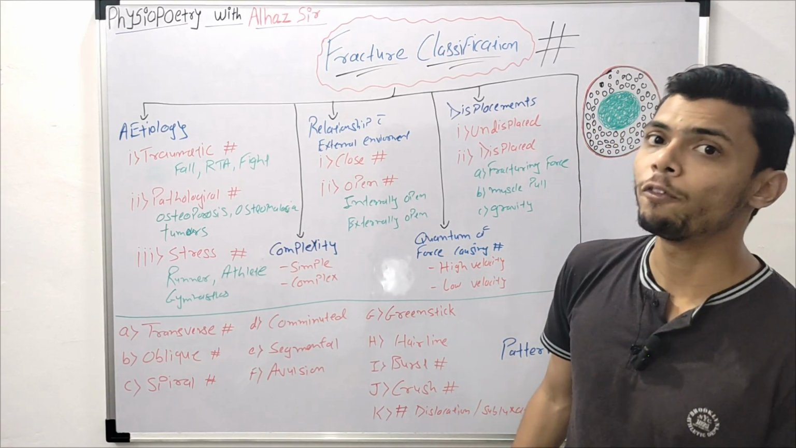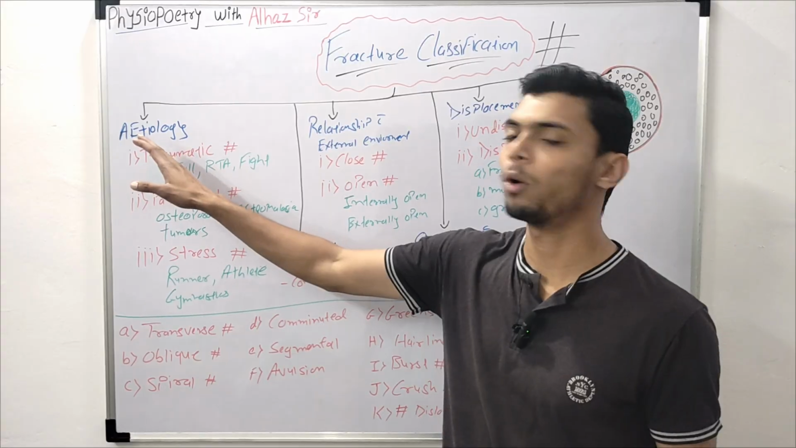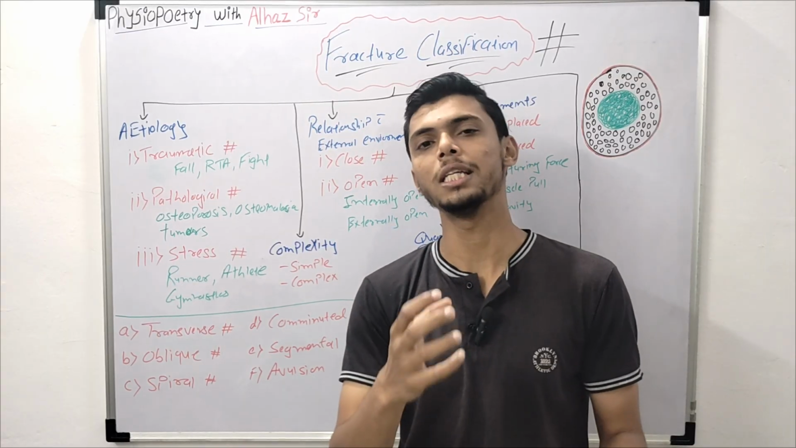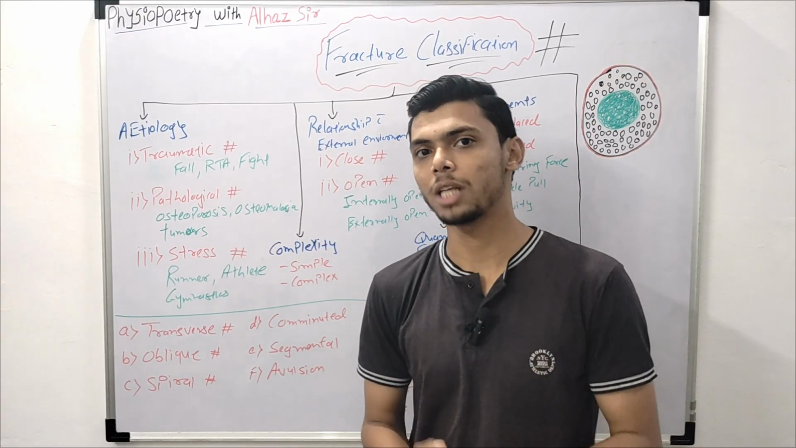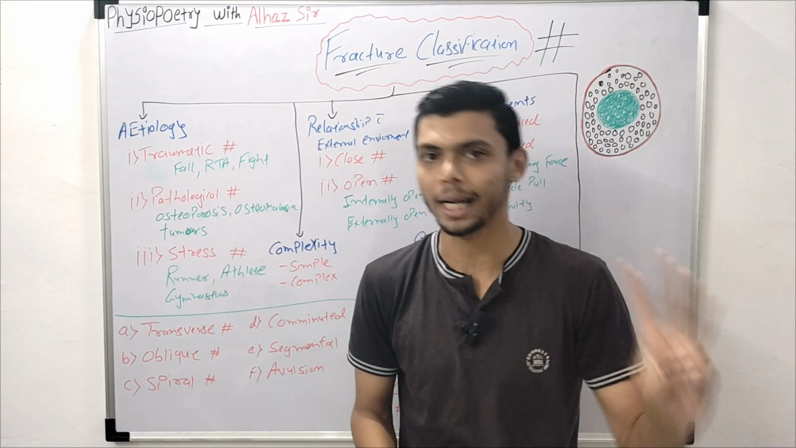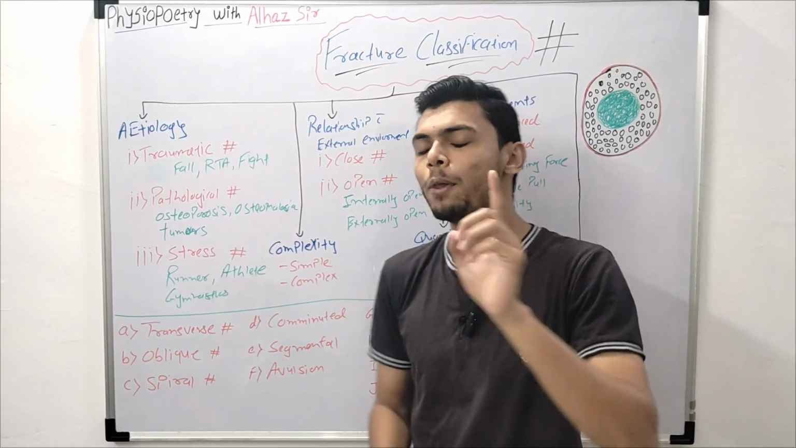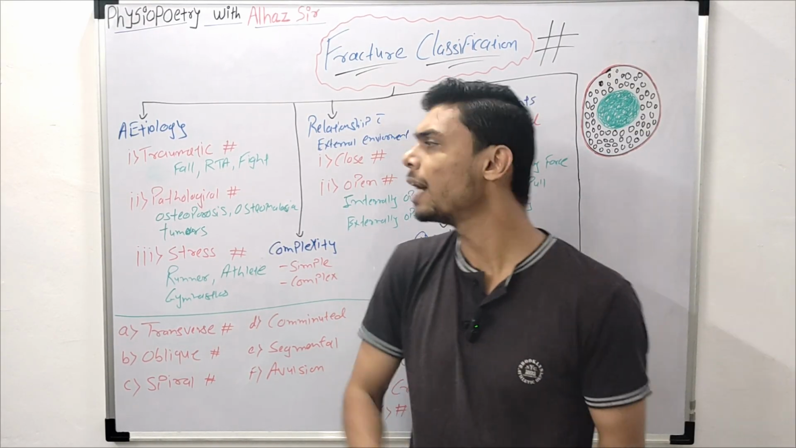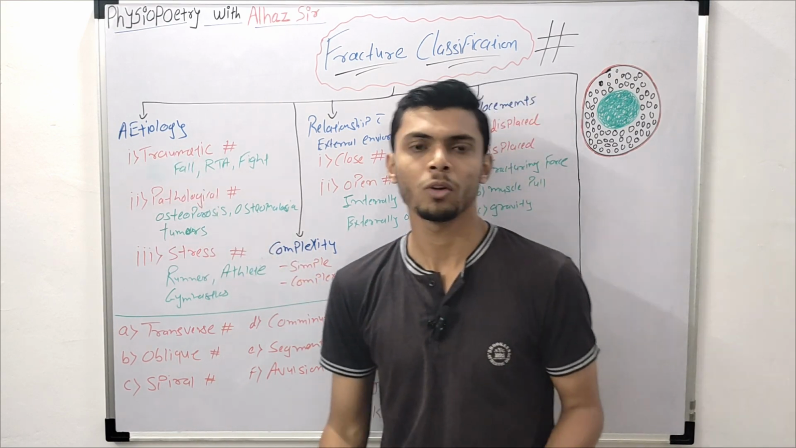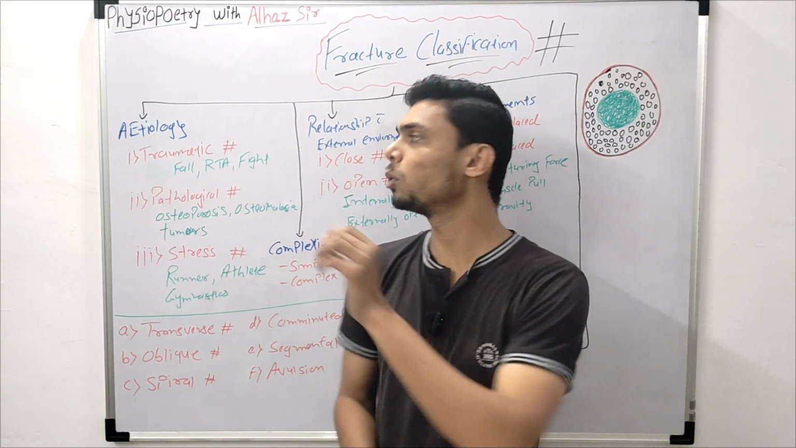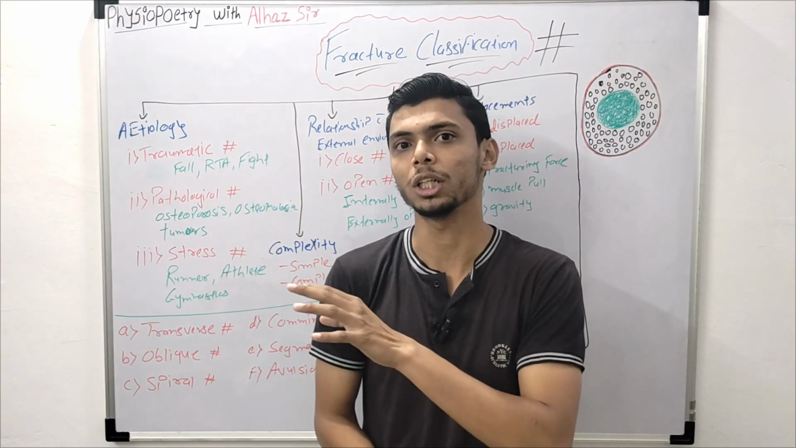So let's begin. First, we will know about the etiology. What are the causes, the reason why the fracture is happening? According to that, we can classify the fracture into 3 main categories. One, and the most common category where almost all fractures lie, is the traumatic fracture. Due to any trauma, if a fracture is happening, we will put it into this classification.